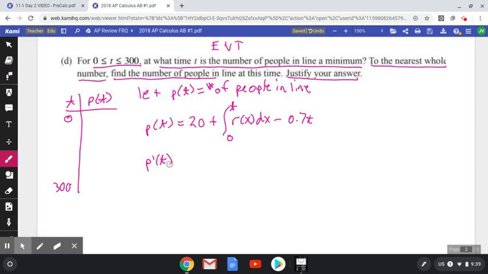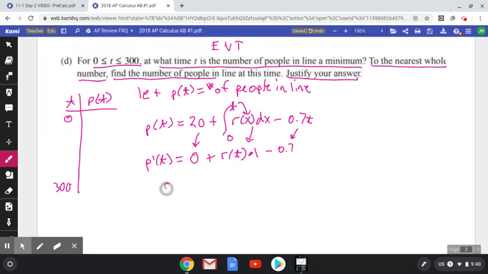So let's take the derivative here of P, and we've got the derivative of 20 is 0. So that's the first part right there. The derivative of the second part of this one is going to actually be the fundamental theorem of calculus, which says take that upper limit, sub that in. So that's going to be r of t, and then multiply by the derivative of the upper limit. Well, the derivative of just t is 1, so we actually don't have to worry about it too much. And then the derivative of negative 0.7t is negative 0.7. So there's your derivative work.